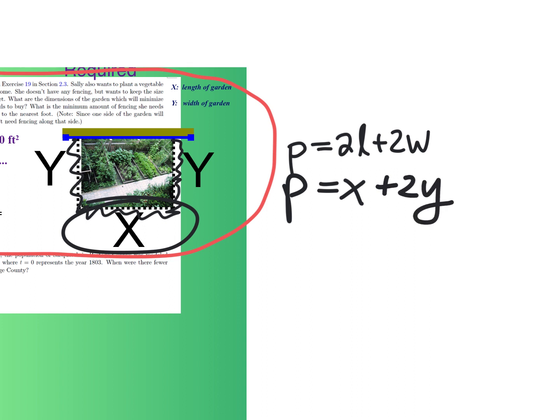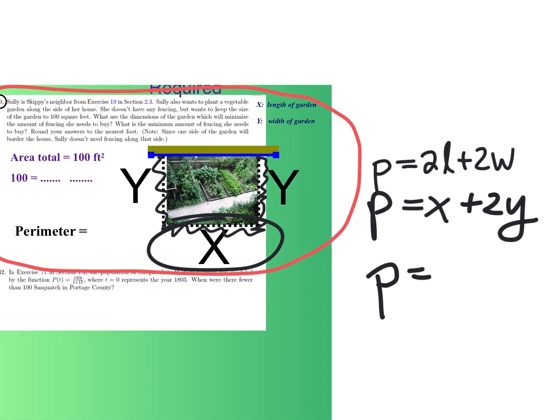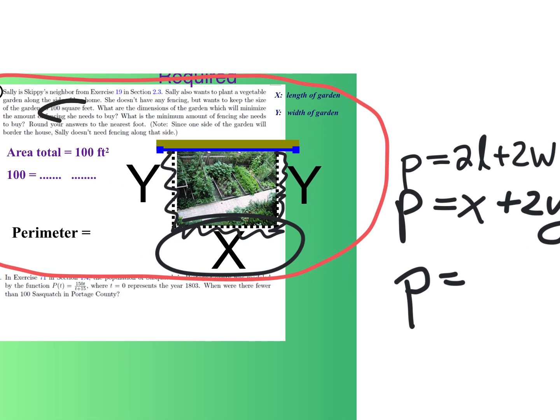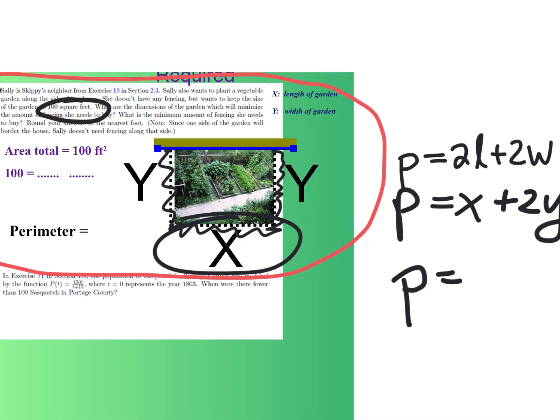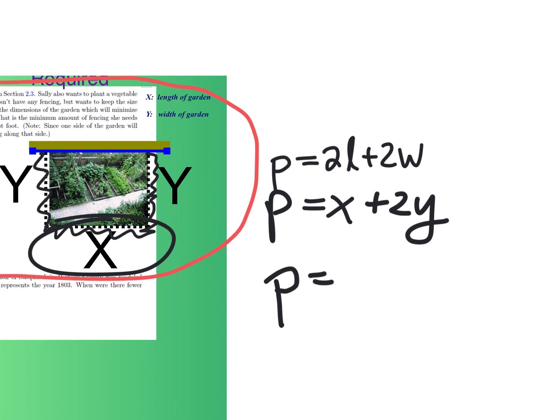Then 2 widths is like 2 y's. Are you with me so far? But now I have to replace P with something to do with the area of the garden. I mean, they say the area of the garden needs to be 100 square feet. I hope you know the area formula.